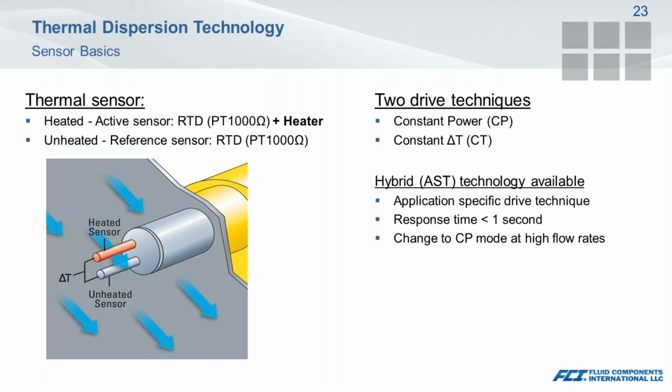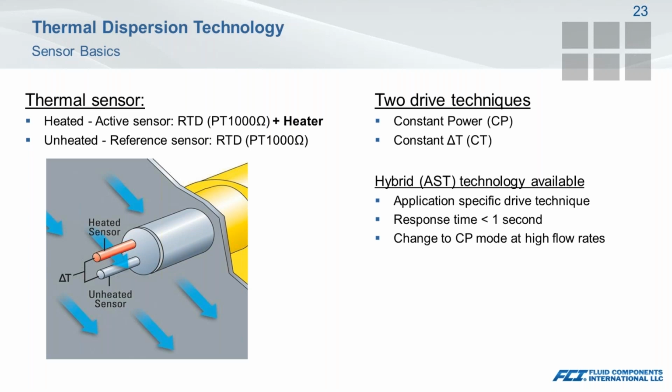The other method of doing this measurement is with constant temperature or constant delta T. Now in this case, as flow increases, we're going to continue to put more heat into that sensor to maintain the temperature differential. And in both of these methods, in the case of constant power the delta T is proportional to the mass flow of the gas, or in the case of a constant temperature unit, the current being used to maintain that temperature differential is proportional to the mass flow of the gas.